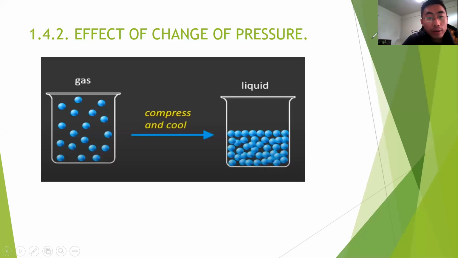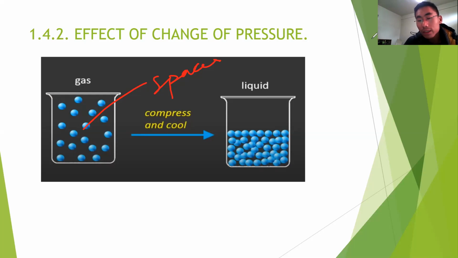Now, effect of change of pressure. This usually involves changing of gas to liquid. Here what you usually do is you simply compress the gas and then cool it at the same time, right? Now, in gases, there are large spaces between the particles, so there is scope for them to come together. When you compress it, you are forcing the particles to come together, right? So that is compression.